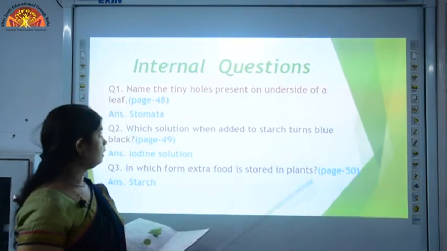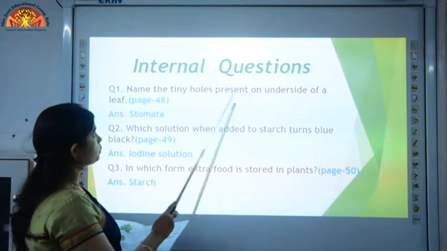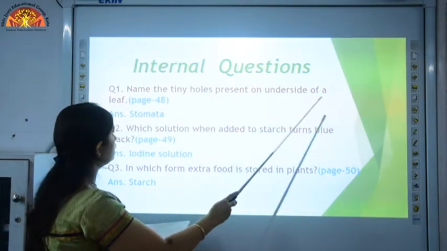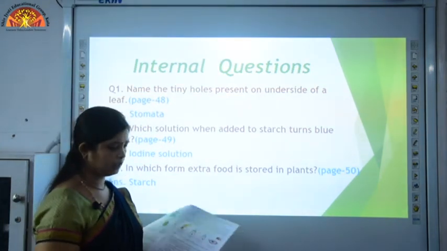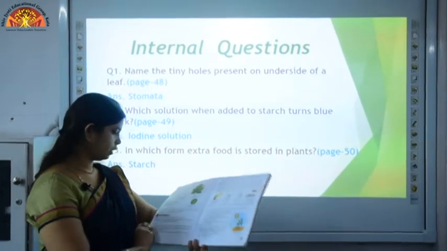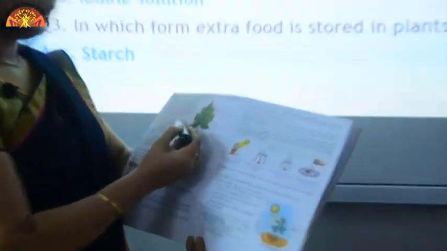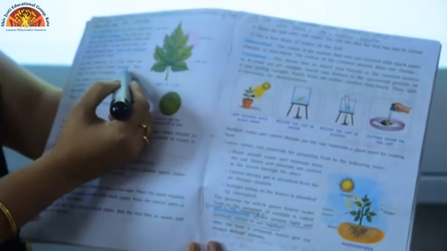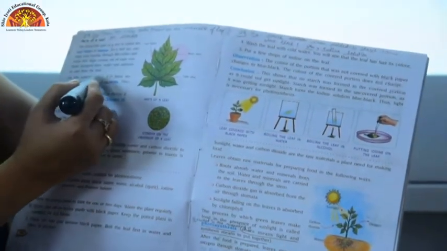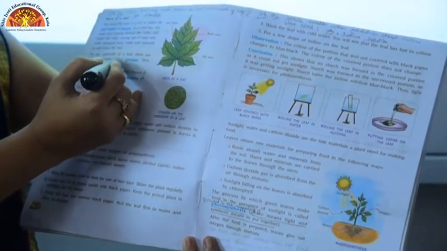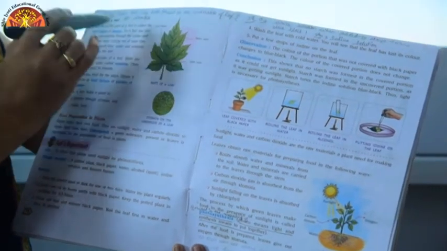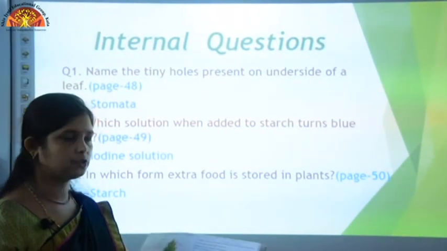So first question here is, name the tiny holes present on underside of a leaf. So answer is stomata. Now this is given on page number 48. So you see on page number 48 in your books, in the second paragraph under the heading parts of a leaf, you can see the second paragraph, second line, on the underside of a leaf there are many tiny holes called stomata. So you mark stomata over here and write the question above the paragraph.